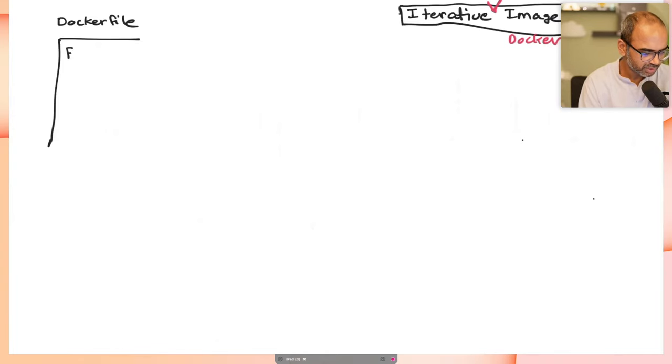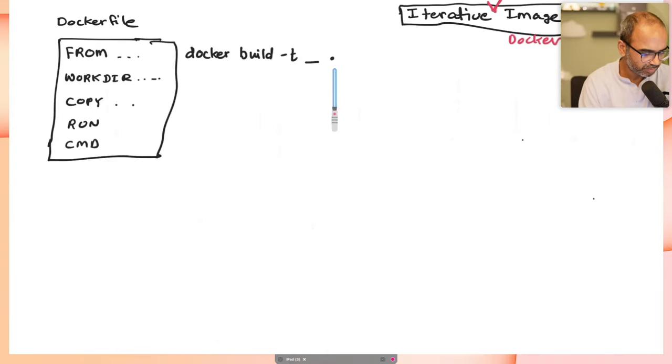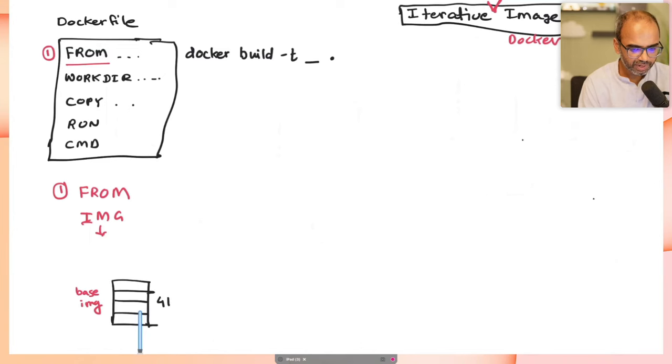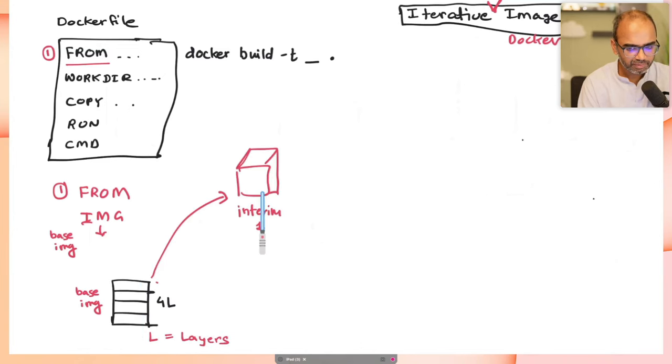So let's say we have instructions in the Dockerfile: WORKDIR, COPY, RUN, CMD. And we start with FROM, that's the base image. We have, let's say, 4 layers in a base image. Let's imagine that. And then we launch a container with it, right? So what happens is it launches the intermediate container using the FROM, the base image. It creates this intermediate container and then it starts executing each of these instructions, WORKDIR, COPY, RUN, CMD. So this is what happened.